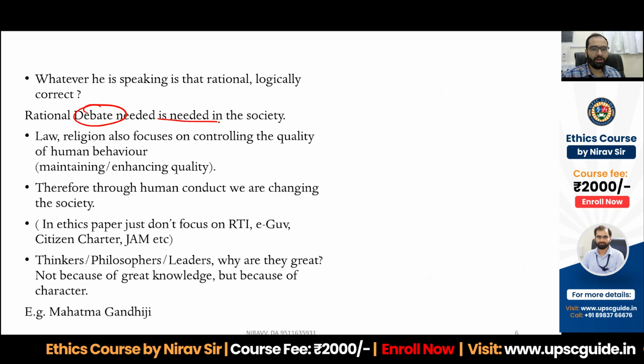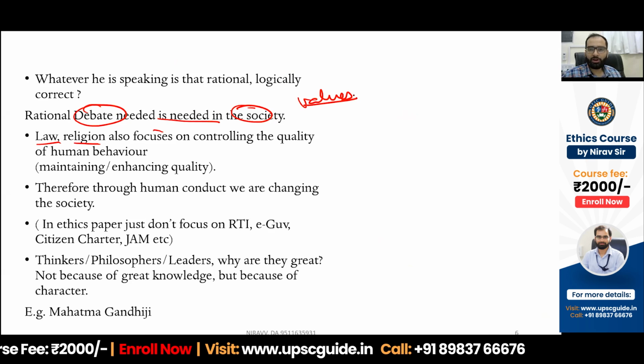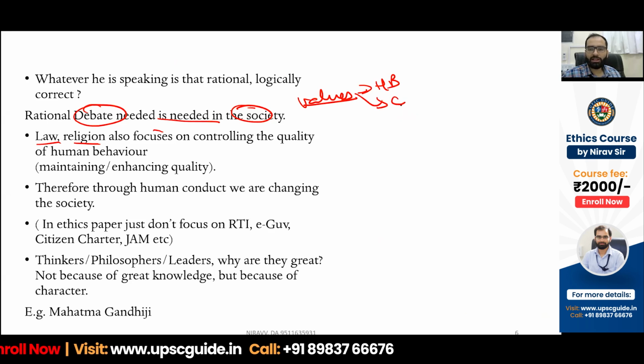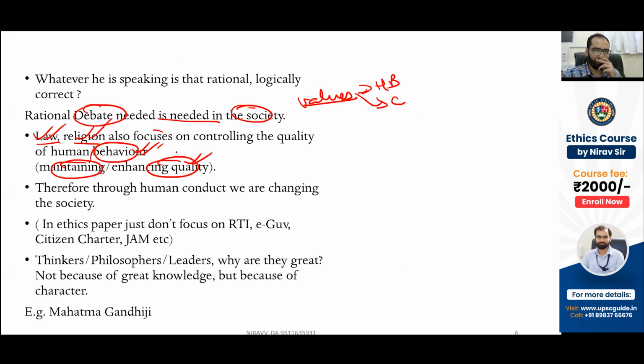So rational debate is needed in a society. Law, religion also. देखो अभी values आप बोल रहे हो कि कंट्रोल करते हैं ह्यूमन बिहेवियर को, वैल्यूज कंट्रोल करते हैं कैरेक्टर को, वैसे लॉ भी कंट्रोल करता है ह्यूमन बिहेवियर को, रिलीजन भी कंट्रोल करता है ह्यूमन बिहेवियर को. So they maintain the human behavior and they also enhance the quality of the human behavior. Okay, so therefore if you want to change the society, we have to change it through the human conduct. So therefore in ethics paper we just don't have to focus on RTI, e-governance, citizen charter, JAM. This is all governance part, but these perceptions are because of their personality, like story of बेदिया.